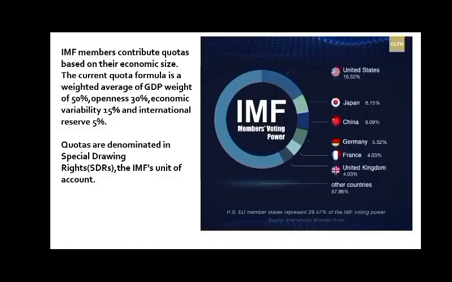So, on joining the IMF, each country contributes a certain sum of money which is called quota subscription, and the current quota formula is a weighted average of GDP weight of 50%, openness 30%, economic variability 15%, and international reserve 5%. Quotas are denominated in special drawing rights, which is known as SDRs. It is the IMF's unit of account.